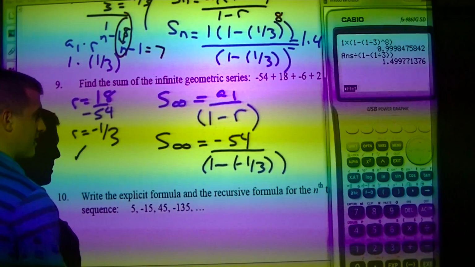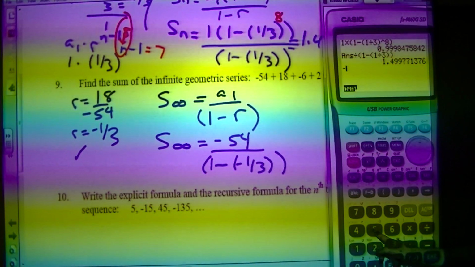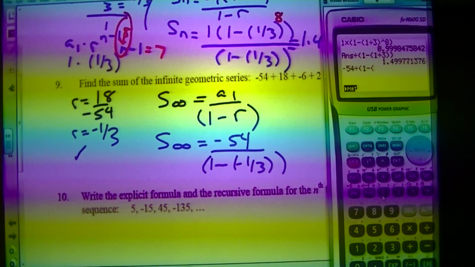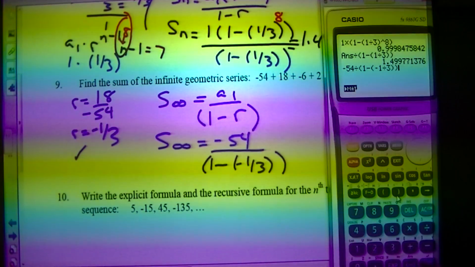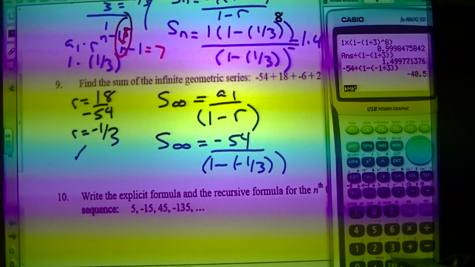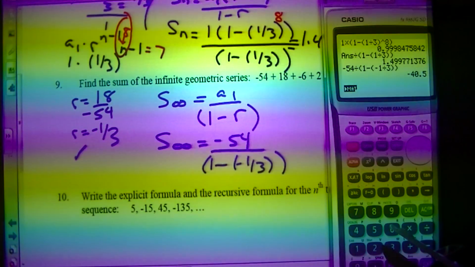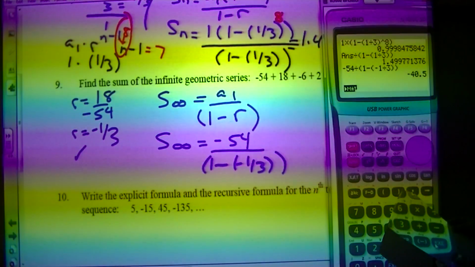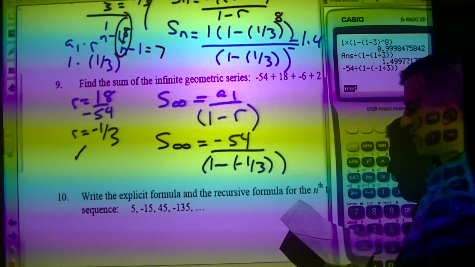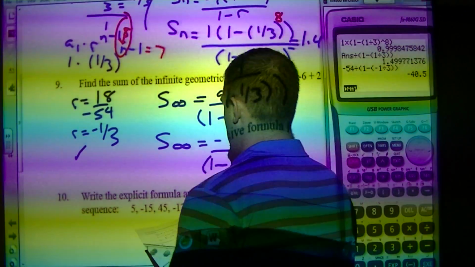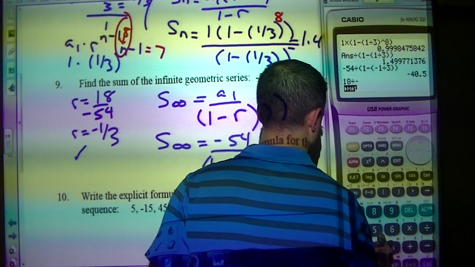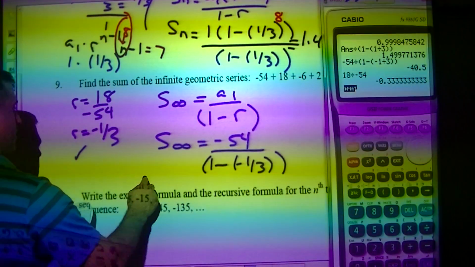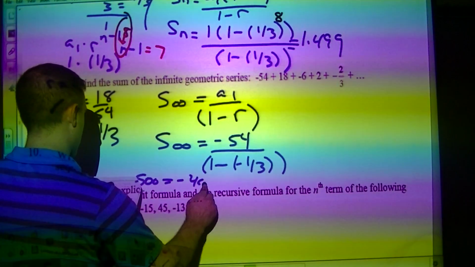Okay, so I'm going to go ahead and type that in. Negative 54 divided by 1 minus negative 1/3. That's going to be negative 40.5, I believe. Let me double check that. I think that's right. Yep, that looks right to me. Let me say 18 divided by negative 54. Okay, yeah, it's going to be negative 40.5. The sum of that. Okay?